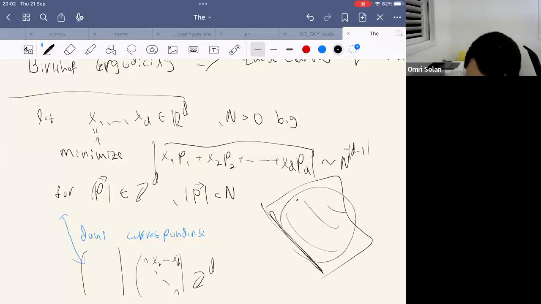This value has order of magnitude n for random p1 to pd, and so if we have n to the d values in a range of size n, we expect the minimal to be of size n to the minus d plus d minus 1. Okay, and so now we have n to the d plus d minus 1, n to the d minus 1, and inverse.